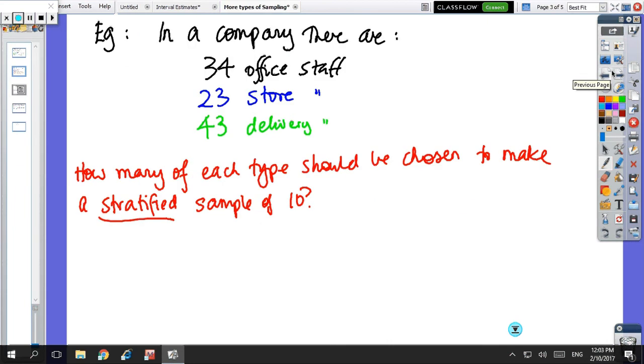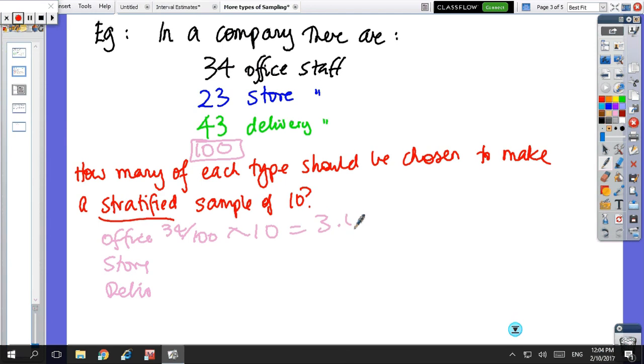Okay, so we've got a company, we've got 34 office staff, 23 store staff, and 43 delivery staff, and by coincidence that adds up to 100 people. How many of each type should be chosen to make a stratified sample of 10? So what we do is we say, well, the office staff, the store staff, and the delivery staff, there's a percentage. So we've got 34 out of 100 is the proportion. And we times that by 10, so that gives you 3.4 people. We have 23 out of 100 times 10 equals 2.3 people, and 43 out of 100 times 10 equals 4.3 people.